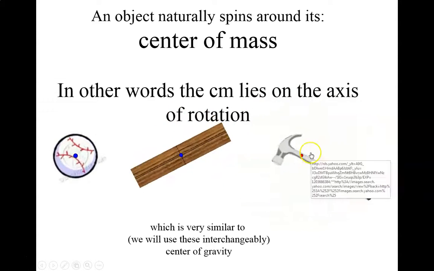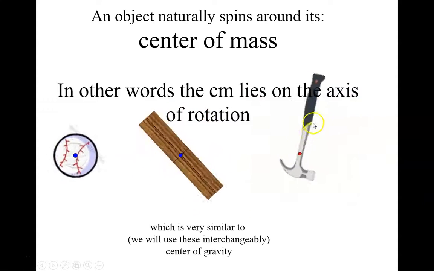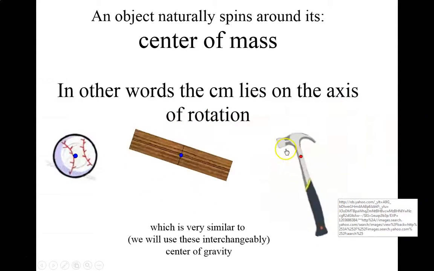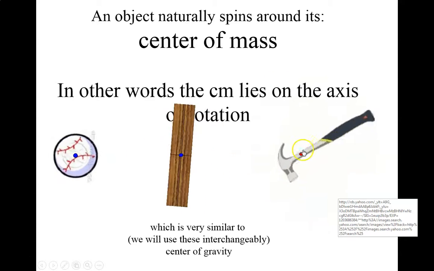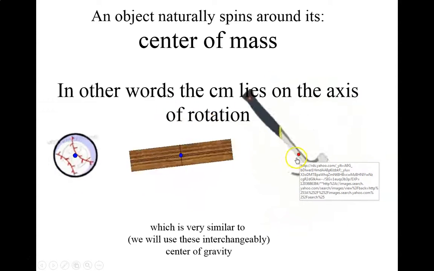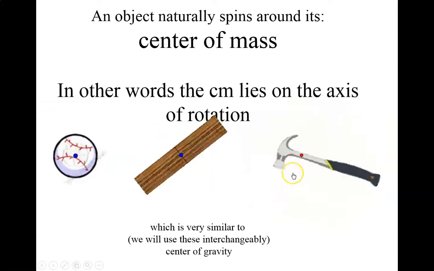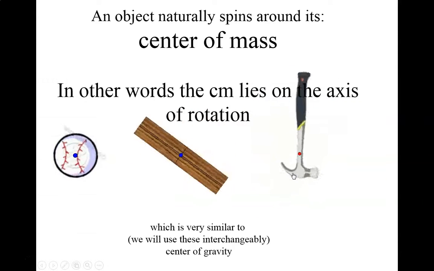For an object such as a hammer, which has a hollow handle which is light and a solid dense hammerhead, that center of mass gets shifted towards the area that's got more mass. There's more mass in the head, so the center of mass gets shifted away from the center towards the heavier head.